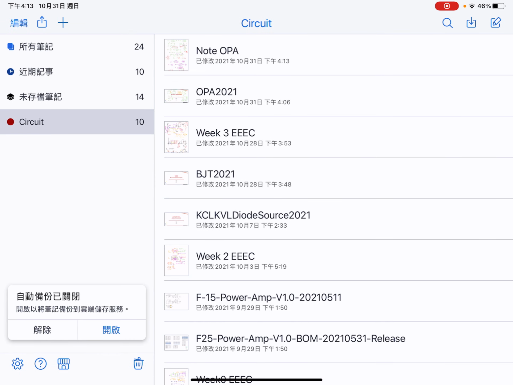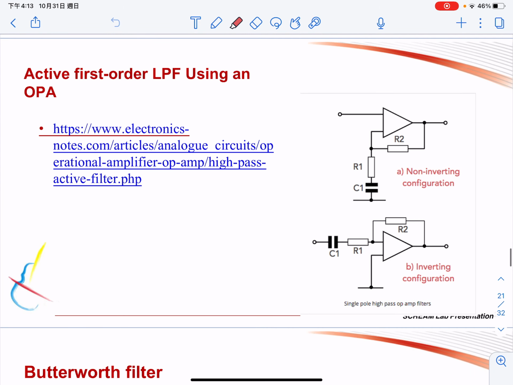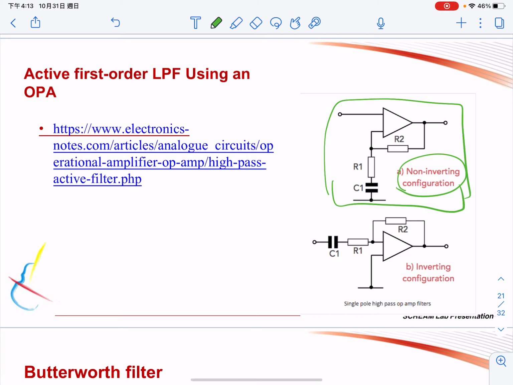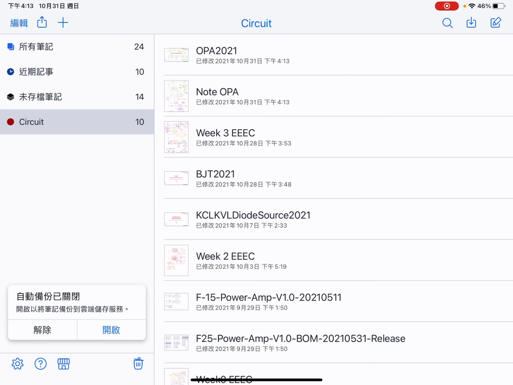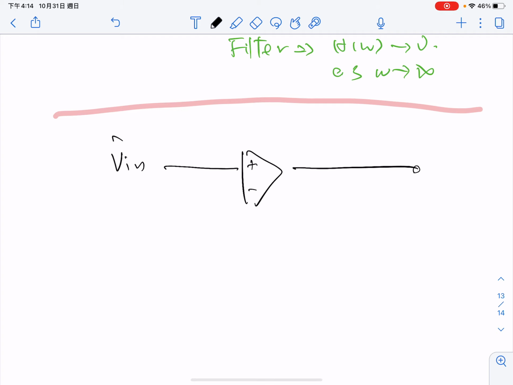Then next, let's go to a circuit that's a true low pass filter. For example, how about this one? This is also a non-inverting configuration. So let me recalculate and let me draw this circuit in my handwriting note again. All right, this is a plus and a minus here. This is the V in. This is the V out.